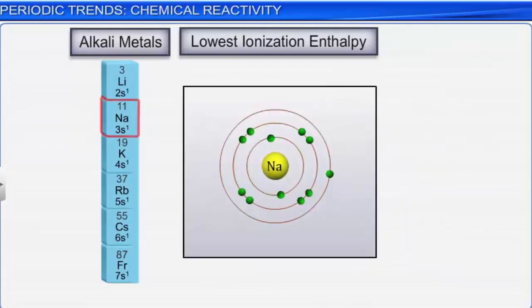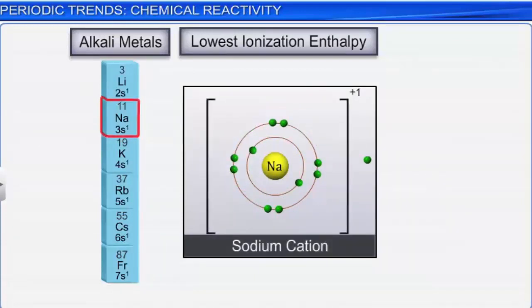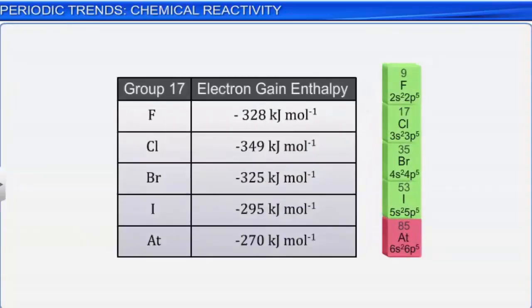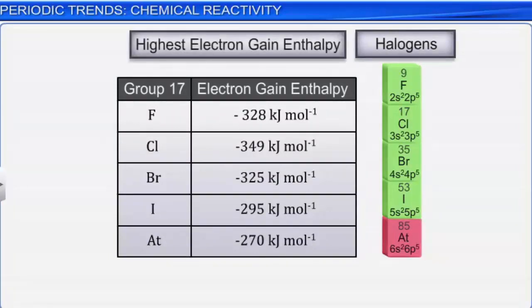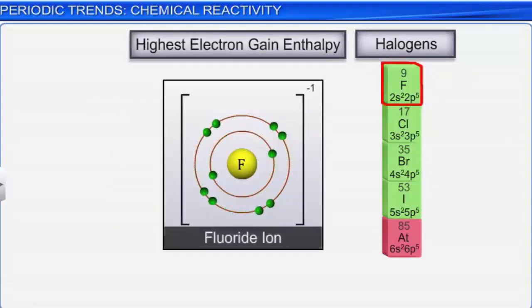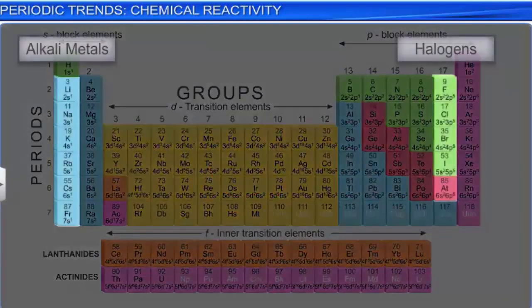On the other hand, the maximum chemical reactivity at the extreme right among halogens is due to the highest electron gain enthalpy, which facilitates an atom to gain an electron, leading to the formation of an anion. This property of forming cations and anions can be related to the oxidizing and reducing behavior of the elements.